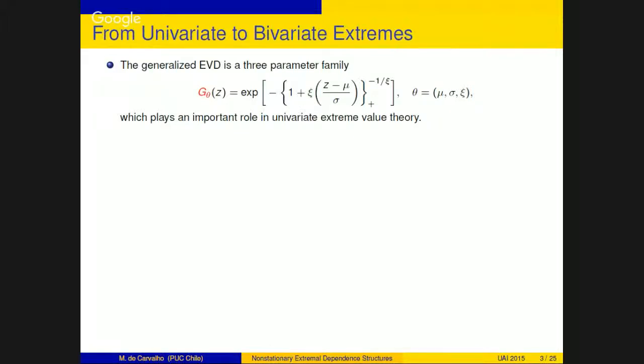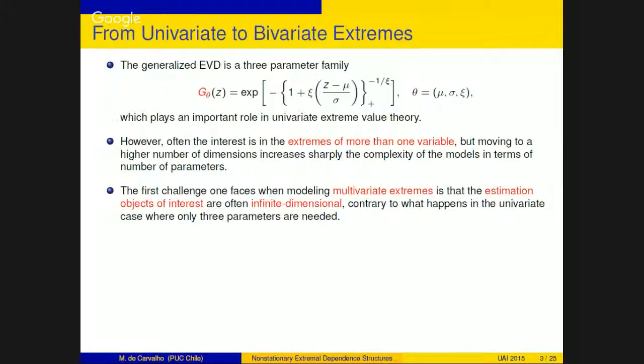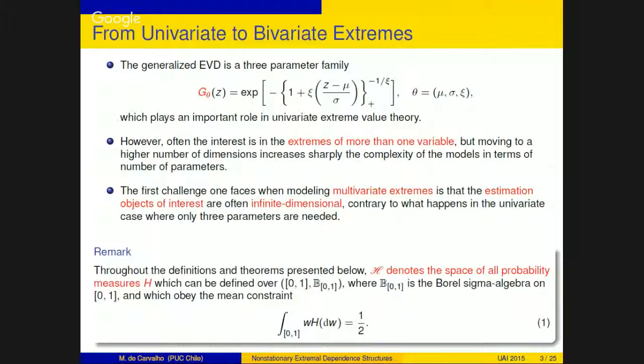Well, when we need to move forward and think about the extremes of more than one variable, what we need to do is the following. We need to model not just the marginal distributions of X and Y, but we need to think jointly. We need to model the dependence between the extremes. And when that's the case, as we shall see below, we'll need a measure-dependent measure.